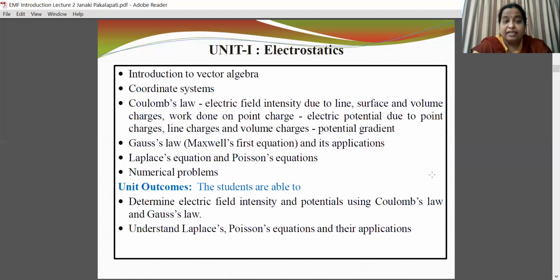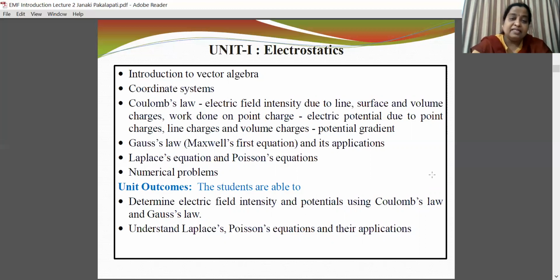And coming to the next law, a very important law called Maxwell's first equation, or Gauss law. I think you're all aware of Coulomb's law and Gauss law to some extent from your earlier semesters. Here we use these laws to find the electric field intensity and, to some extent, the potential calculations in this chapter.